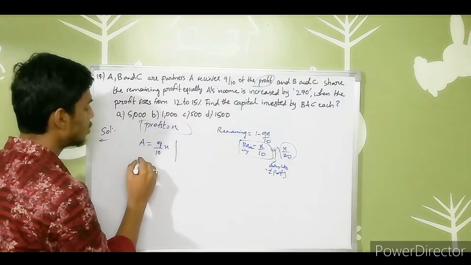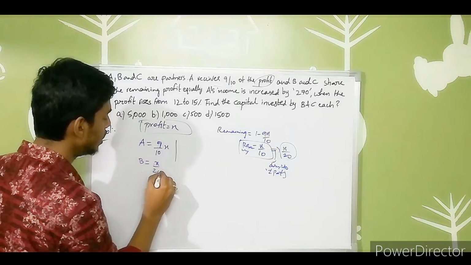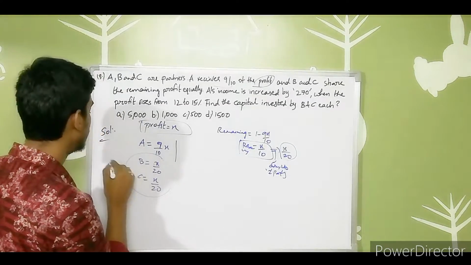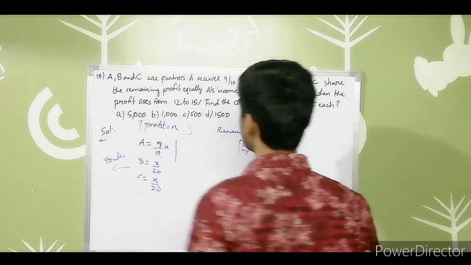So from this what I can say is that B's profit is x by 20. Similarly, C's profit is also x by 20, as both are sharing equally. Right? So that's it.